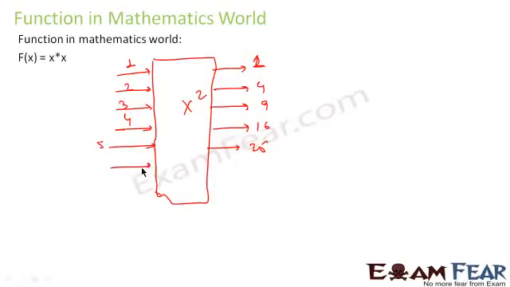Similarly, if you give a negative number, for example, minus 3, then minus 3 whole square is 9. This is a function which squares the input. This is input and this is output. If you give minus 2 as input, you get minus 2 square, which is equal to 4. So this is a typical example of function in the mathematics world. Whatever input you give, it squares the input and gives you the output.